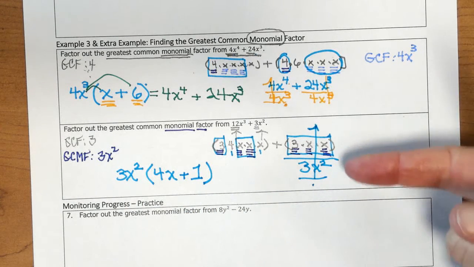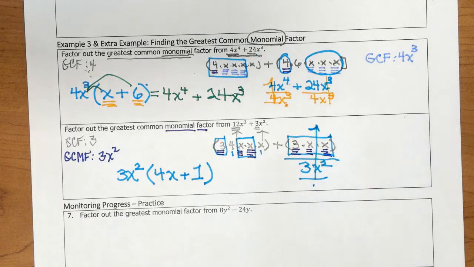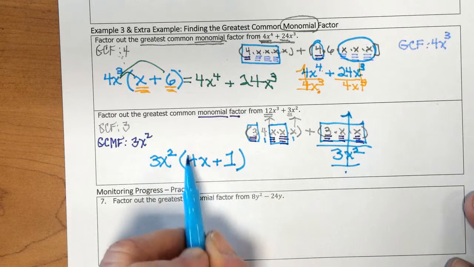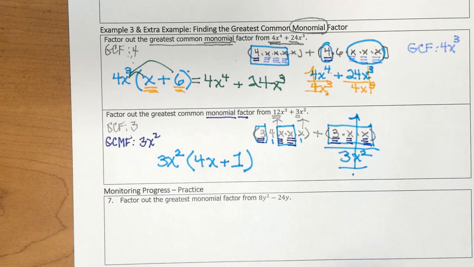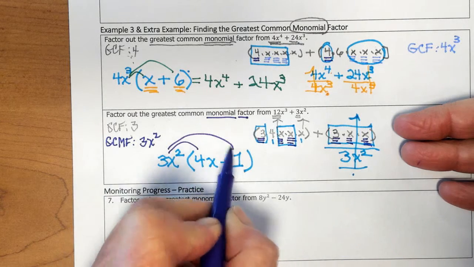Okay, so 3x squared divided by 3x squared is 1. It's not 0, it's not x. The same expression divided by the same expression is 1. So what do I have? I have 3x squared times 4x plus 1. And go ahead and double check your work by using distribution.